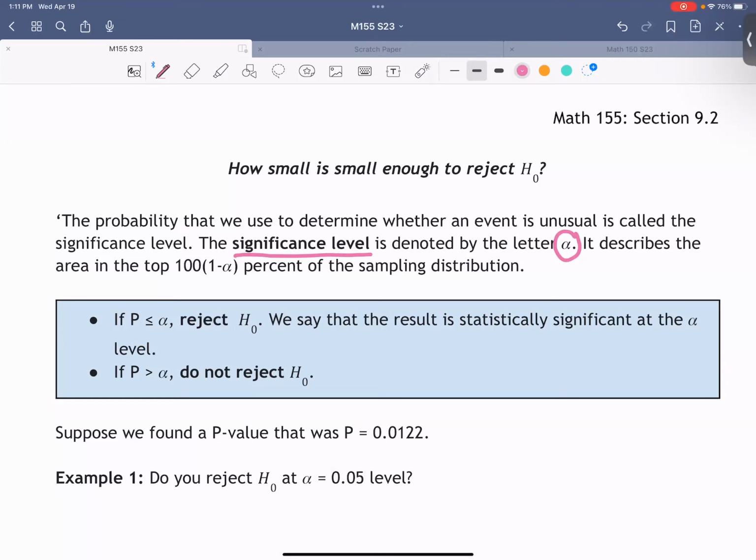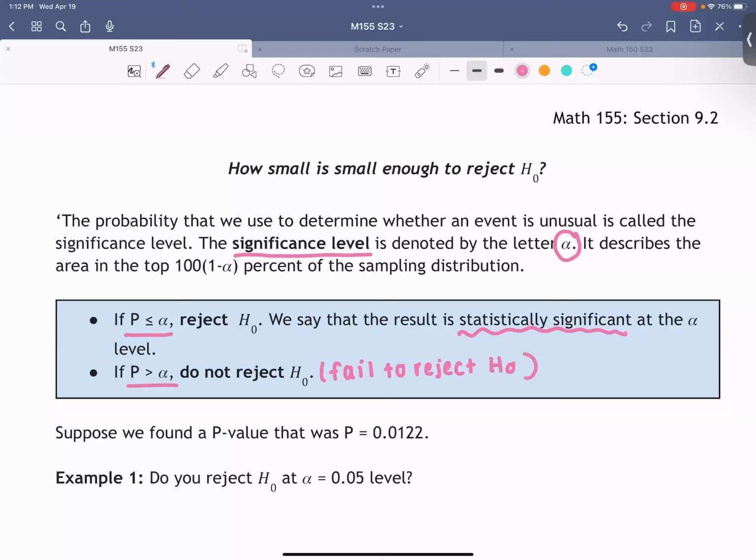With the significance level, if the p-value that you calculate is less than alpha, we're going to reject the null hypothesis. Sometimes we call it statistically significant. I don't really use that term. Maybe the final exam might use that term, but I won't use it. If p is greater than alpha, we don't reject the null hypothesis. Another way to say don't reject is fail to reject.